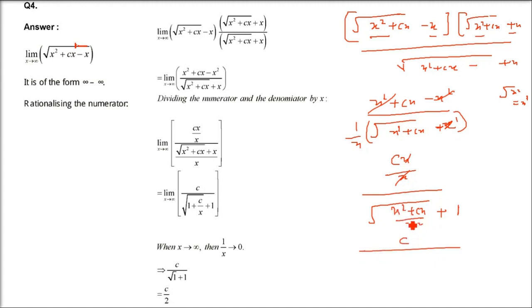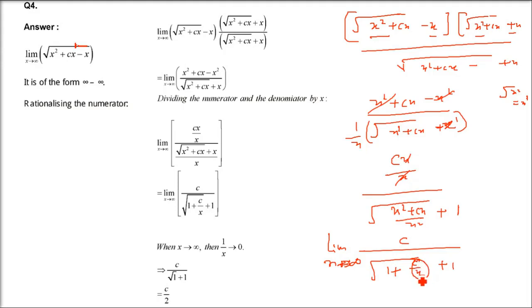And now let's divide this, and x square by x square is going to be 1. And cx by x square is c by x. And we have plus 1. Now apply the limit: 1 by x, limit 1 by infinity is 0. So you have, this is going to be 0, c by infinite.